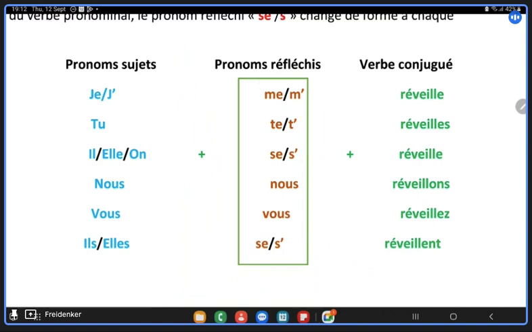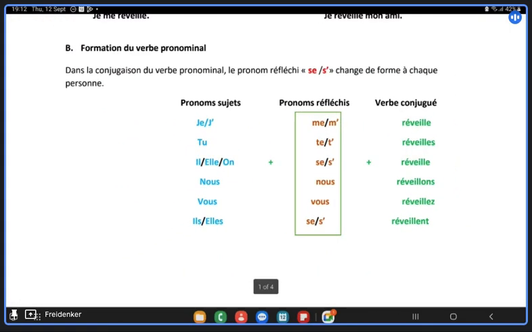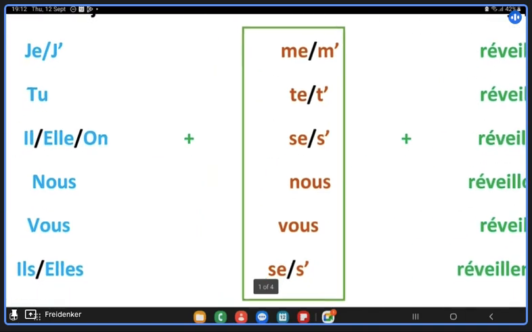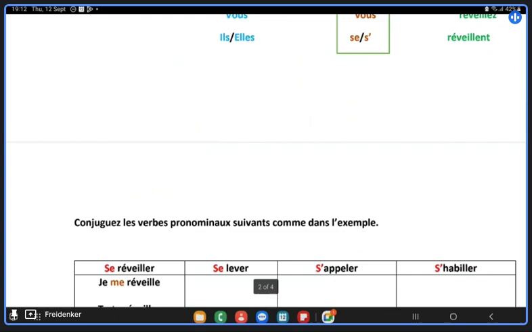SE changes itself based on the pronoun that you have on the left side. The right side is basically your ER conjugation or whatever conjugation, depending on the verb. You have to conjugate it. All of you have a fair bit of idea as to what conjugations are. This rule is nice. You have to know this rule. When does SE become what? Me, te, se. So I think there are some examples.